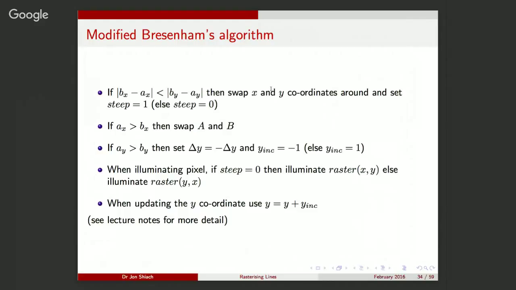So we swap the x and y-coordinate, so your ax becomes ay, and your ay becomes ax, and the same for b. And we flag it up, so we record the fact that we swapped those coordinates around. I call my flag steep. So set steep equal to 1, just to say, yep, I've swapped them around. If we haven't swapped them around, set steep equal to 0 to show that they haven't been swapped.